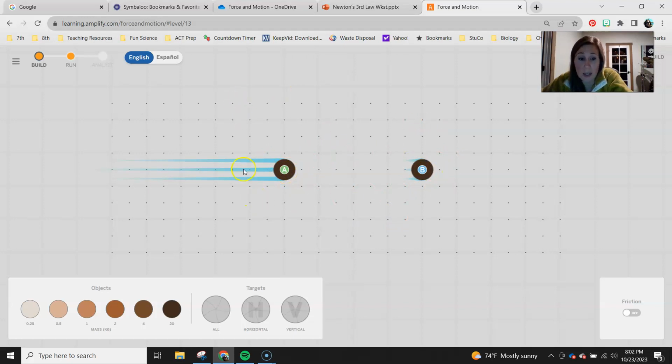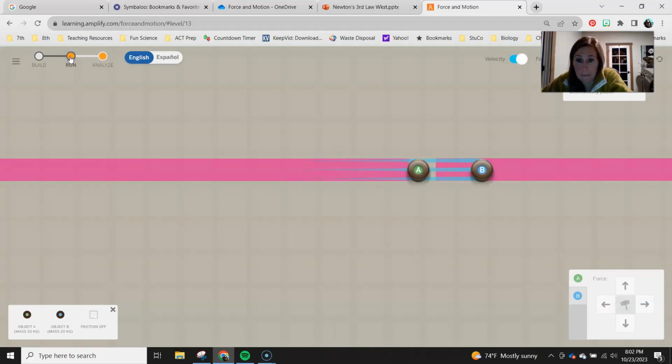So again, it doesn't matter what mass I choose, it doesn't matter what velocity I have, as long as they will eventually collide and you can see that collision and that they are the same mass. Okay, so I'm going to go ahead and hit run.